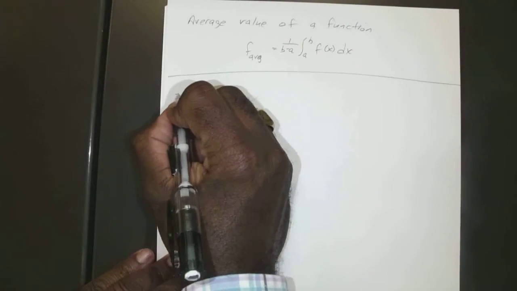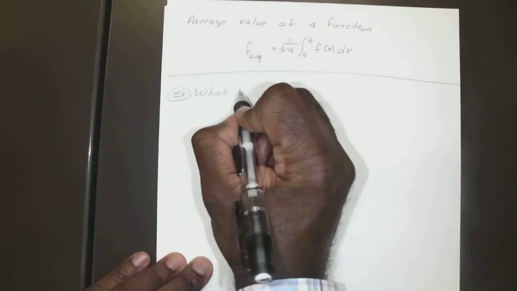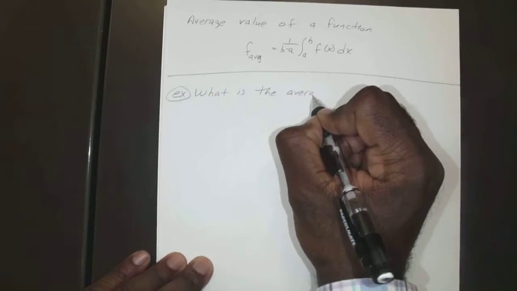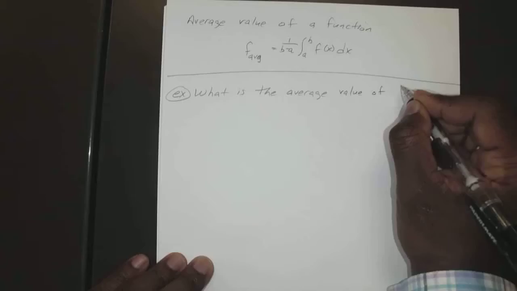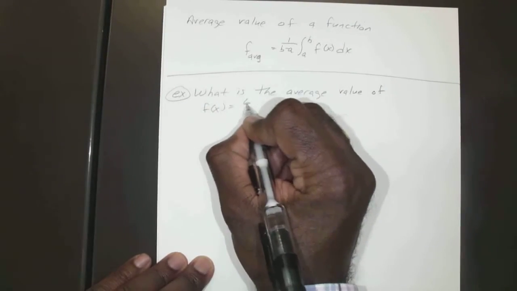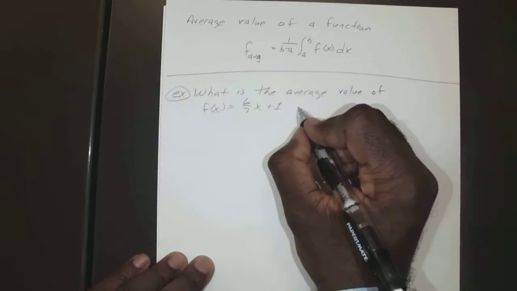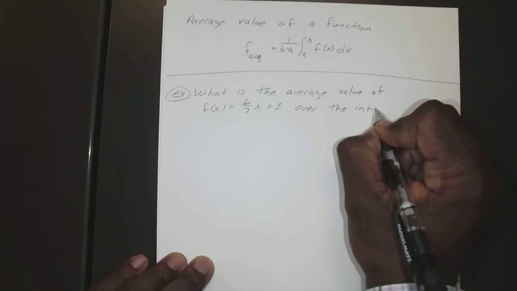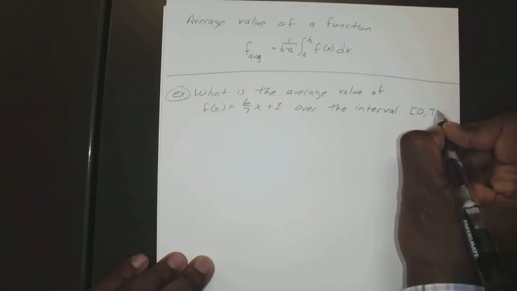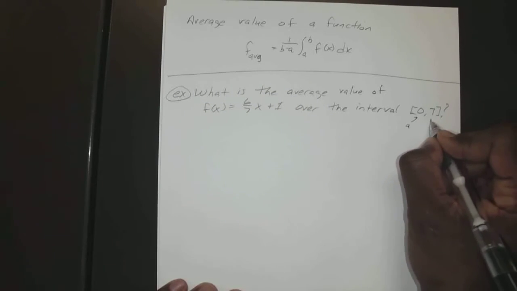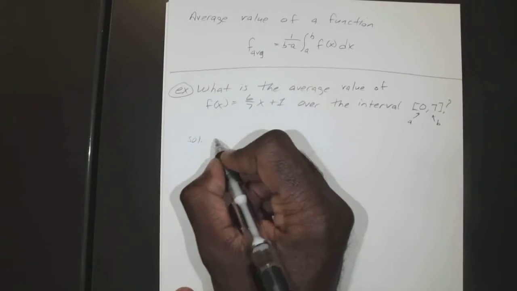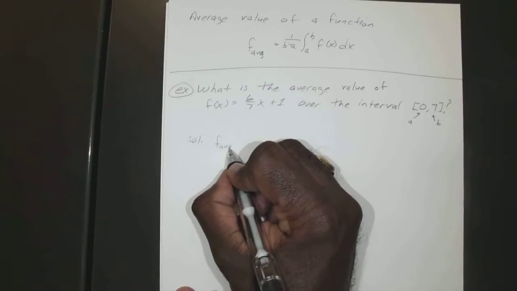All right, so let's say, for example, what is the average value of f of x equals 6 over 7 x plus 1 over the interval 0 to 7. Okay, so we already know that this is our a and this is our b.